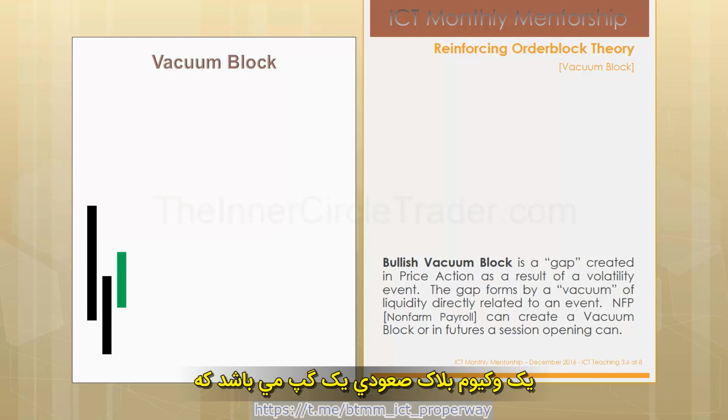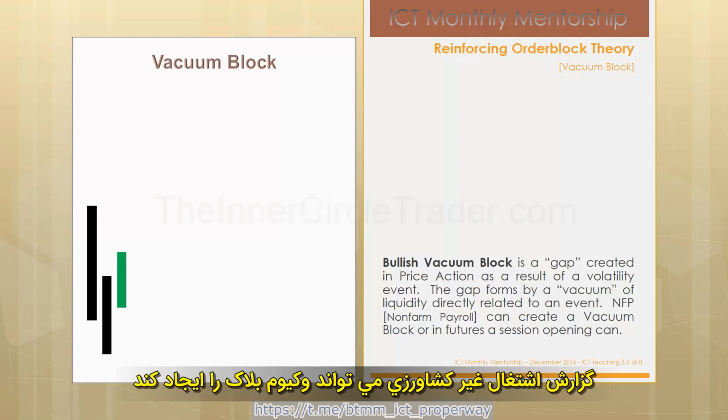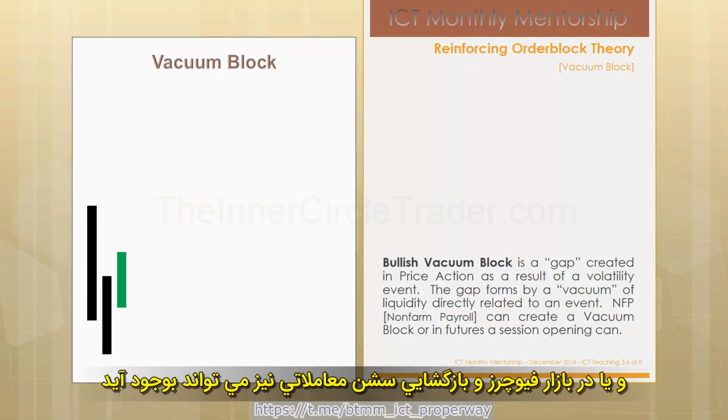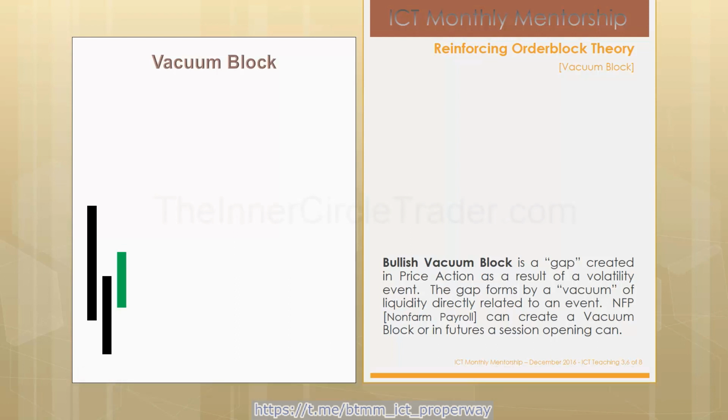Okay, a bullish vacuum block is a gap that's created in price action as a result of a volatility event. The gap forms by a vacuum of liquidity directly related to an event. Non-farm payroll can create a vacuum block, or in futures, a session open can.